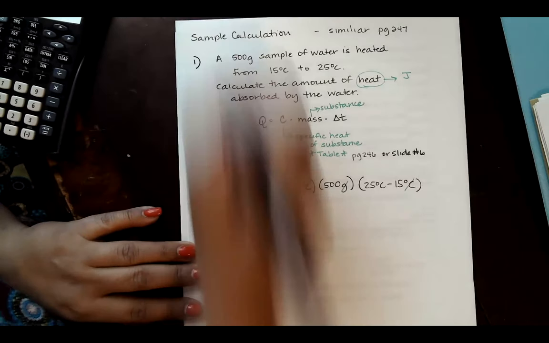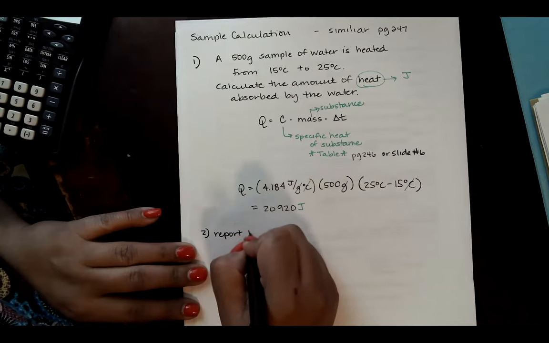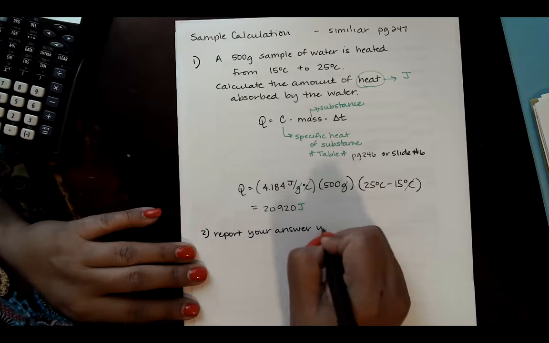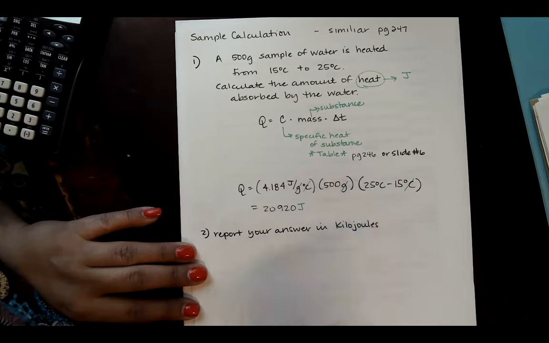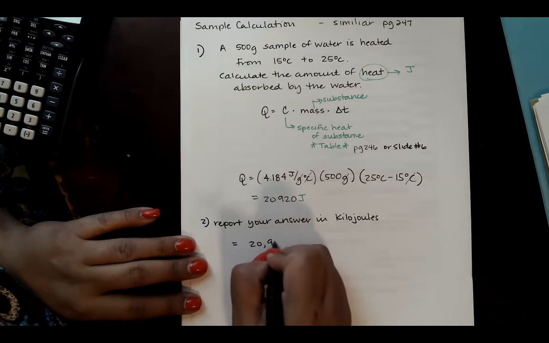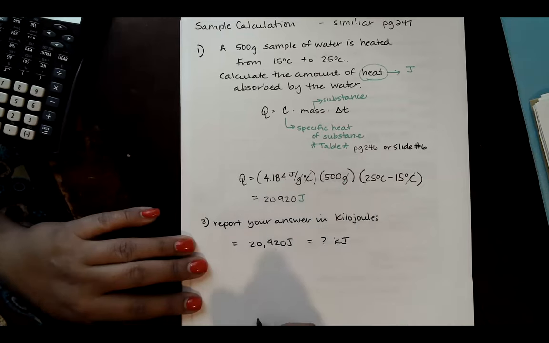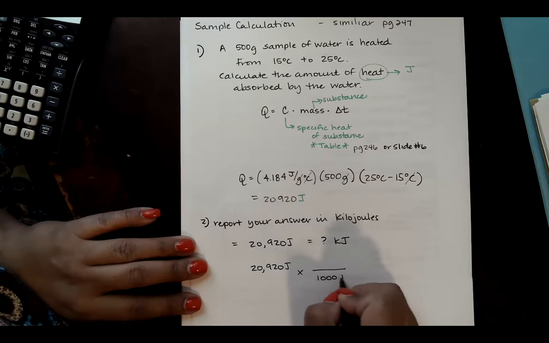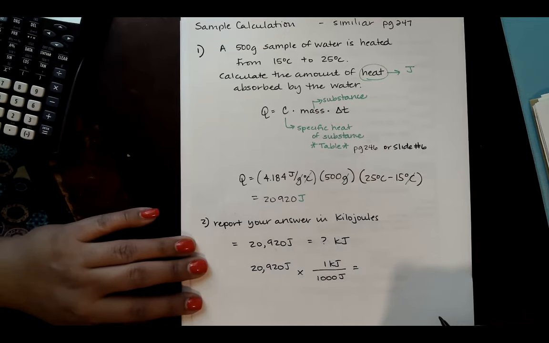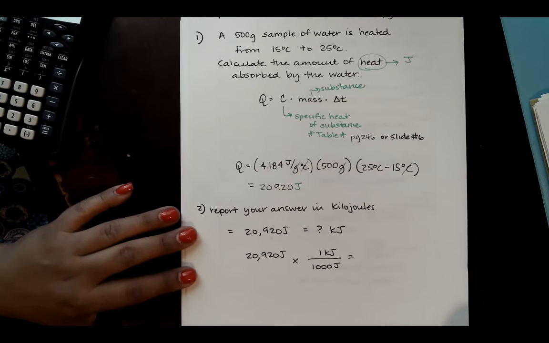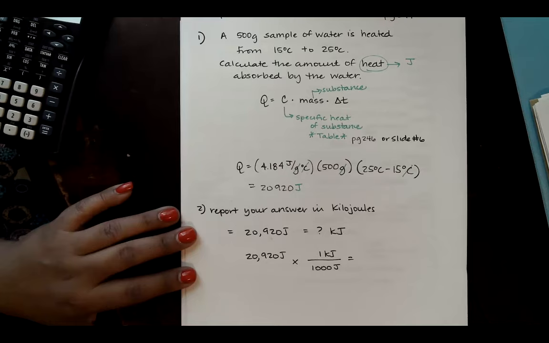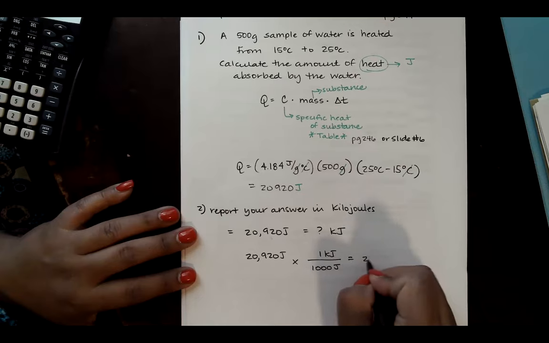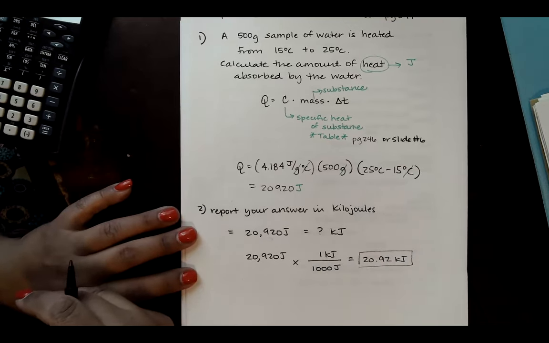What if you were asked to report your answer in kilojoules? Well, the word kilo means 1,000, correct? 1,000 joules in 1 kilojoule. So your answer would be what? 20.92? Some of you are typing it in, direct messaging that to me. Thank you.